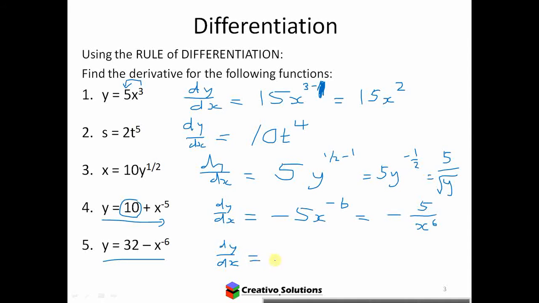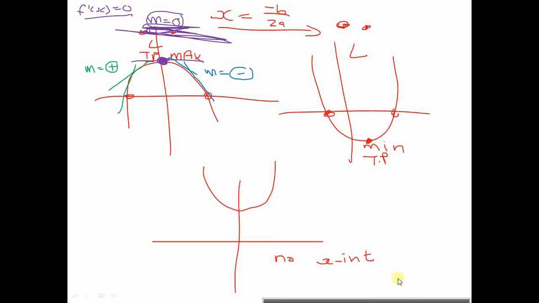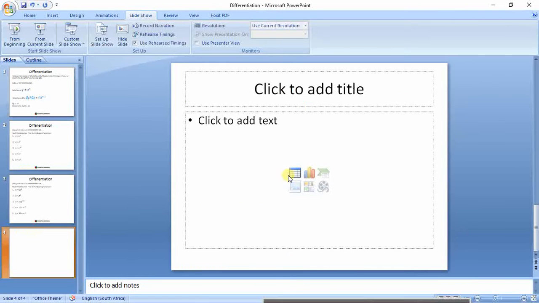So the 32 falls away. Minus 6 times minus 1. Yes. And that's how you do derivatives. Alright, that's it. That's what you needed to know from this chapter.